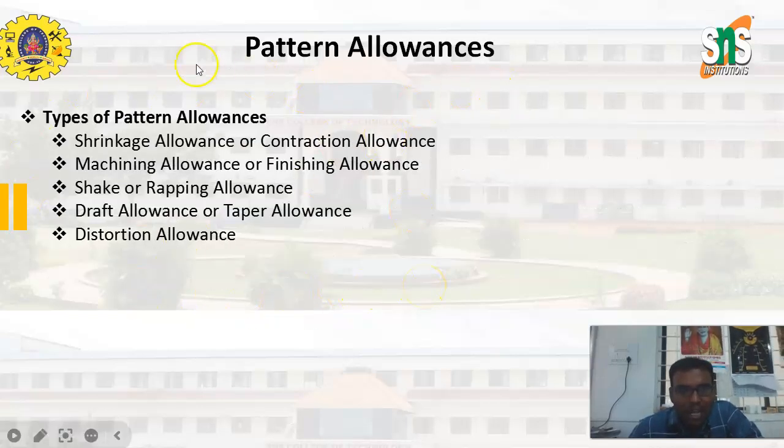There are majorly 5 different types of pattern allowances. They are shrinkage allowance or contraction allowance, machining allowance or finishing allowance, shake or rapping allowance, draft allowance or taper allowance, and then distortion allowance. We will discuss them one by one.